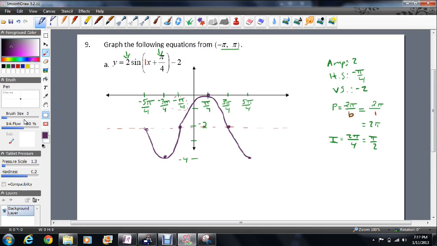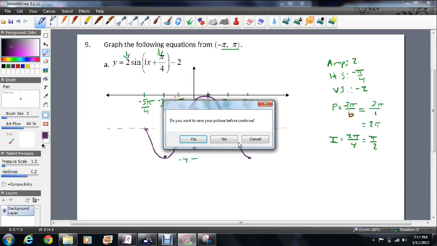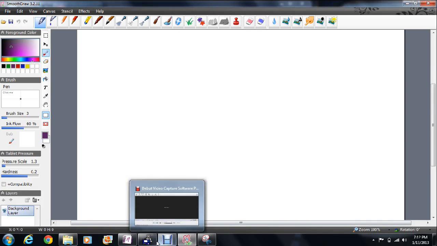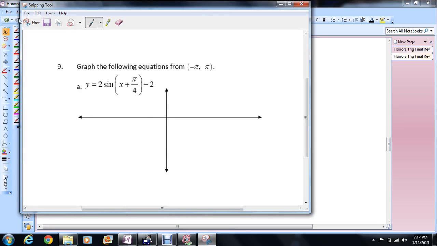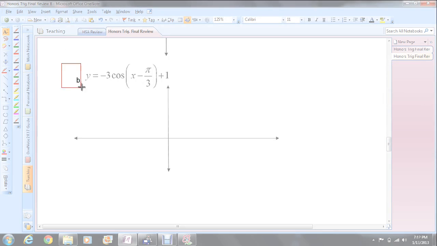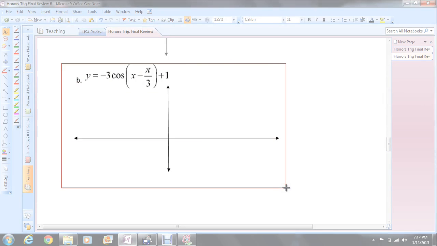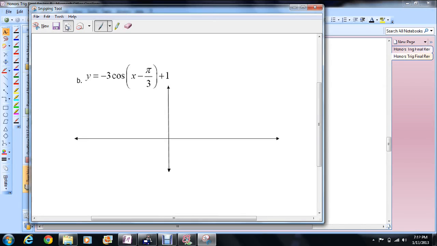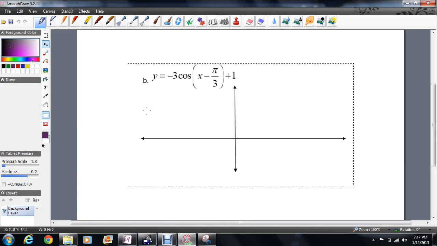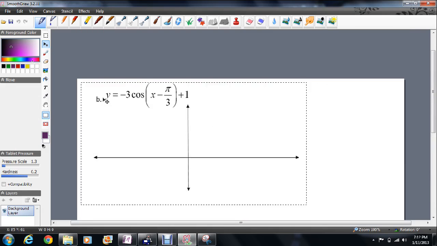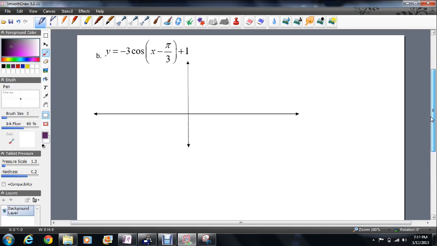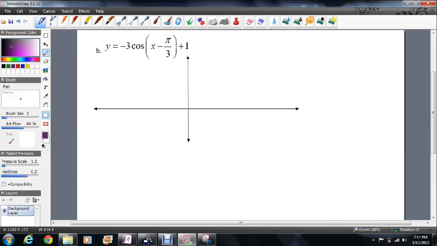Let me first start off by erasing this. Alright, thank you for being patient. So let's go ahead and do this one as well. -3 cosine of x minus pi over 3 plus 1.